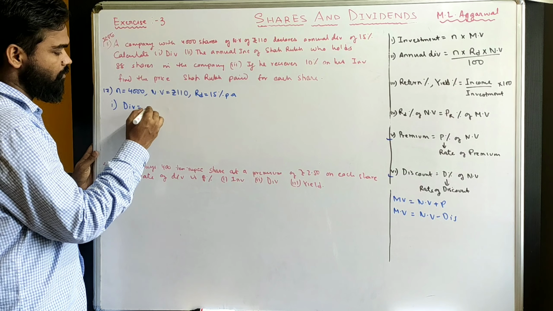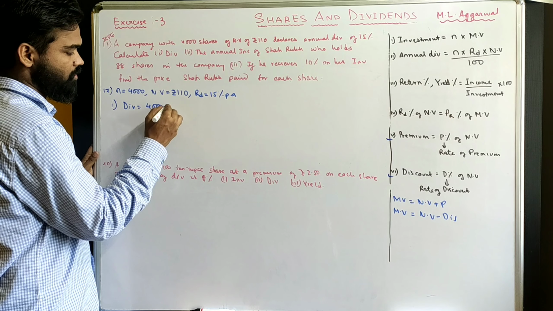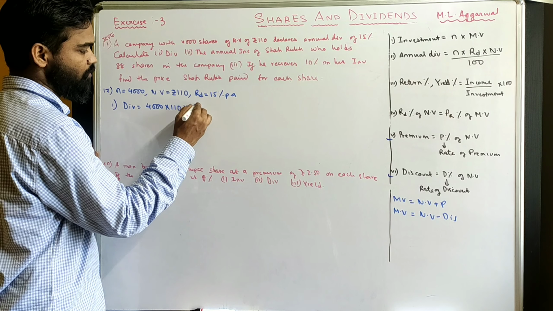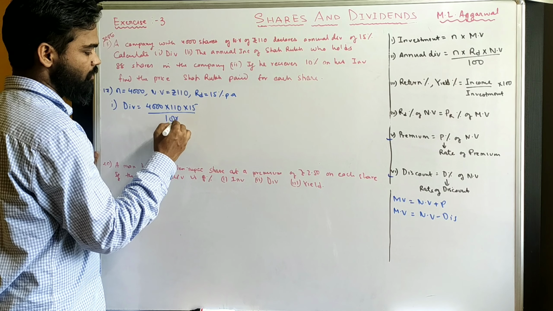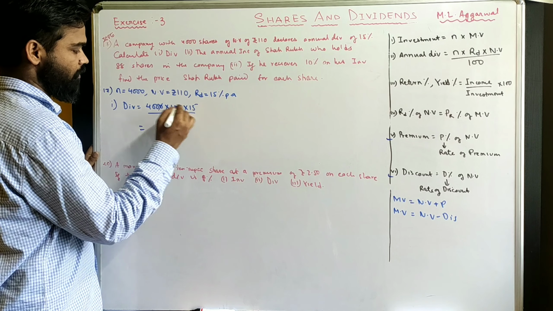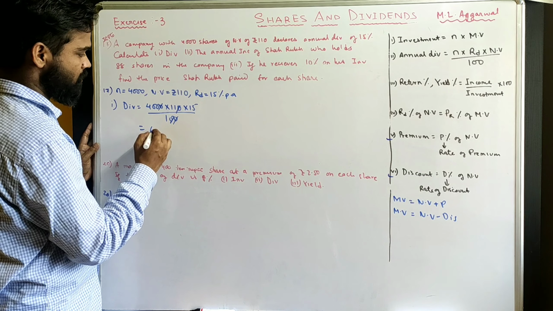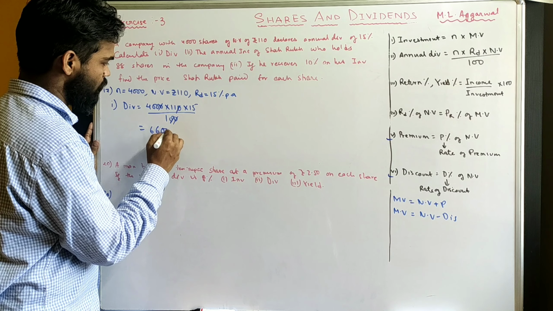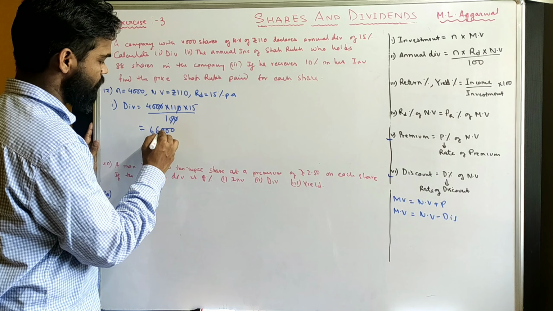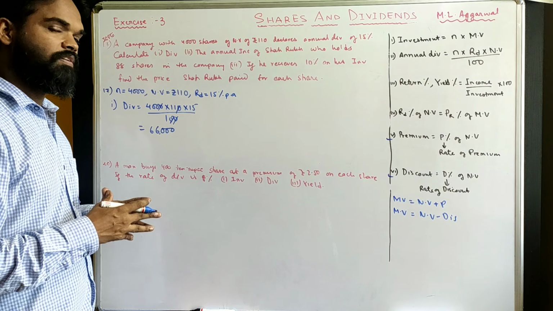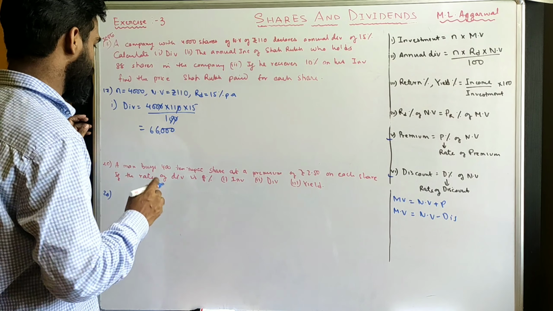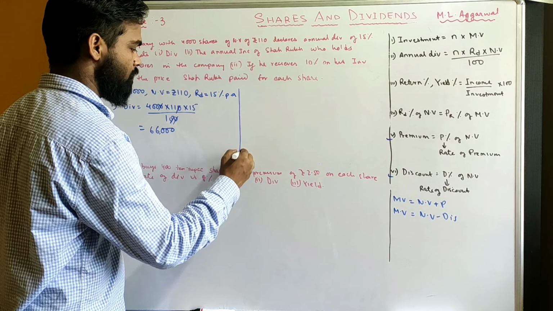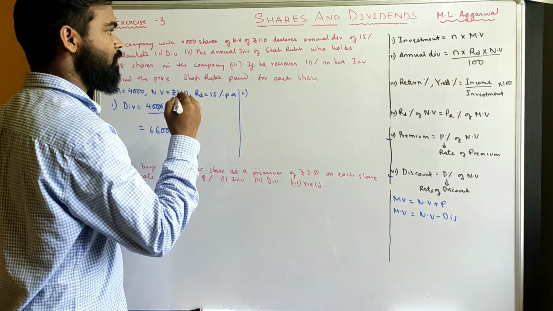The dividend we know: number of shares into nominal value into rate of dividend by 100. Am I clear? 15 4s are 60, so that's 66, 1, 2, 3. 66,000 if I'm not wrong. Am I clear? Now look at part 2.